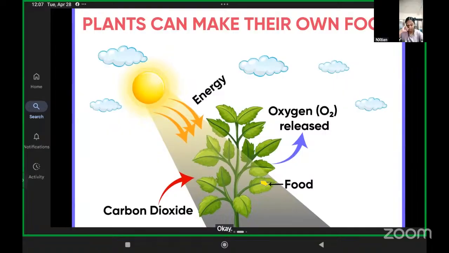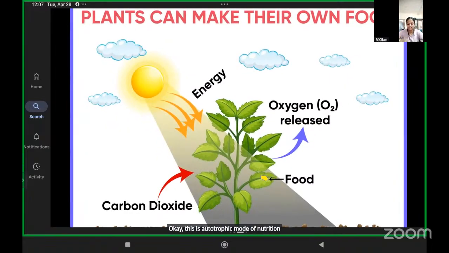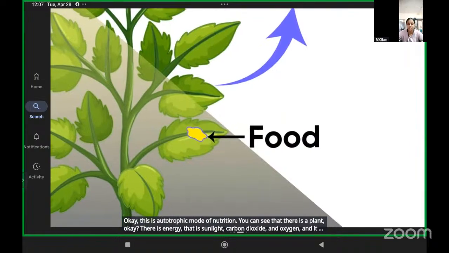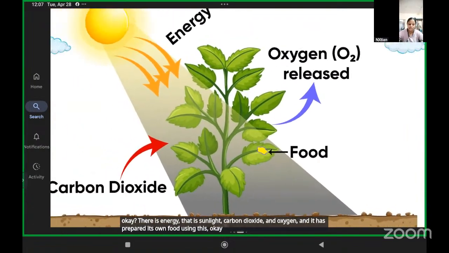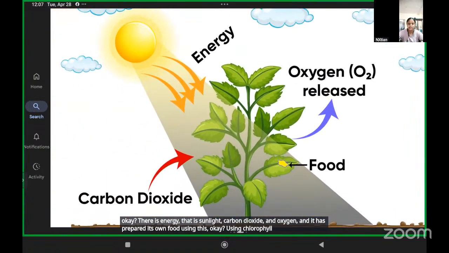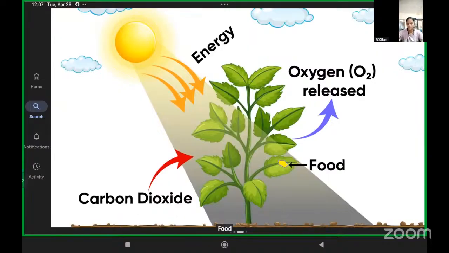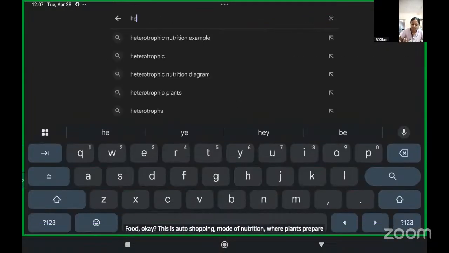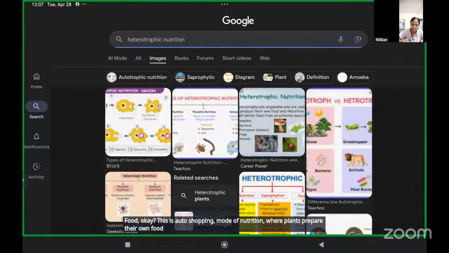This is autotrophic mode of nutrition. You can see that there is a plant. There is energy, there is sunlight, carbon dioxide, and oxygen, and it has prepared its own food using this. Using chlorophyll, energy, carbon dioxide, it has prepared its own food. This is autotrophic mode of nutrition, where plants prepare their own food.